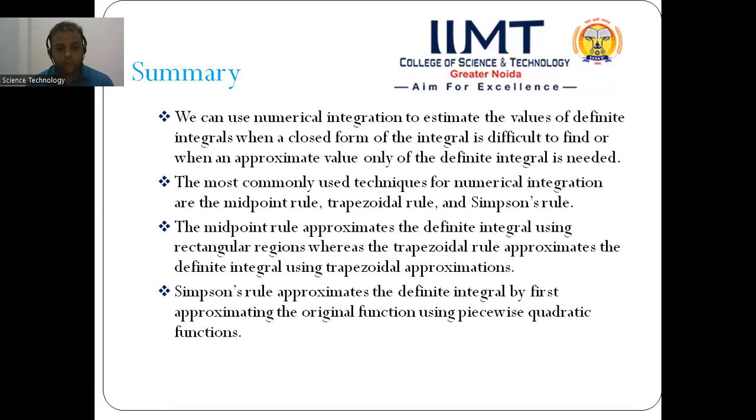The midpoint rule approximates the definite integral using rectangular regions, whereas the trapezoidal rule approximates the definite integrals using trapezoids. But in the case of Simpson rule, the definite integrals are approximated by first approximating the original function using piecewise quadratics, or we can also use cubic polynomials. Okay. Thank you.